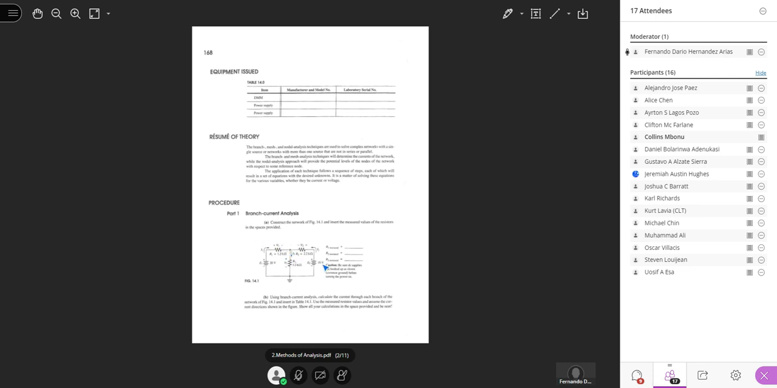You can put a voltmeter here, and a voltmeter here, and a voltmeter here, in each case measuring the voltage. And then you compare the values to the ones that you calculated. And that's basically all; the steps will guide you to do that, right? Just follow the steps.